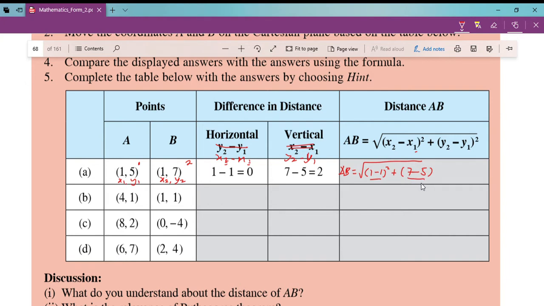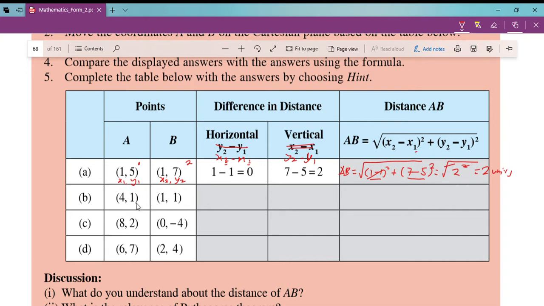Remember to put the square. After we substitute, then we calculate. So 1 minus 1 is 0, 0 squared is 0, so no need to write it. 7 minus 5 will be 2. Remember you have the square. Then this part is gone because 1 minus 1 is 0. Between the square root and the square, we can cancel out, so you get 2 units for your final answer.